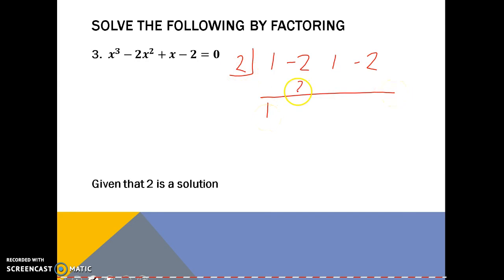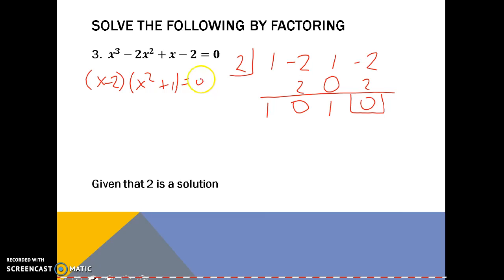We have 1 times 2 is 2. That's 0 times 2 is still 0. 1 plus 0 is 1 times 2 is still 2. And so I have a remainder of 0. So my two factors are x minus 2, because I know that 2 is a solution, and my other factor is x squared plus 1 equals 0.